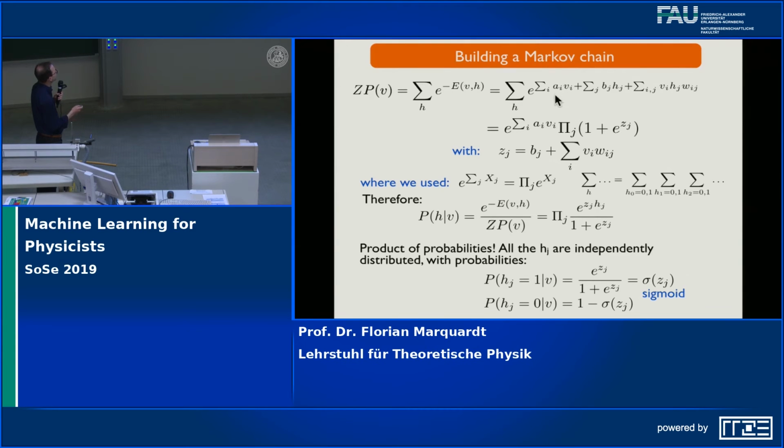Now I can just insert the energy expression once again, and I can insert the P of V expression that we had calculated, and I will find that it is this product over all j, by which I number my different hidden units, e to the zj times hj divided by 1 plus e to the zj. Remember that zj itself contains the visible unit values, so this is why this conditional probability depends on the visible unit values. And it also, of course, depends on which particular hidden unit configuration we are talking about, because these occur here. Okay, so now what does this mean?